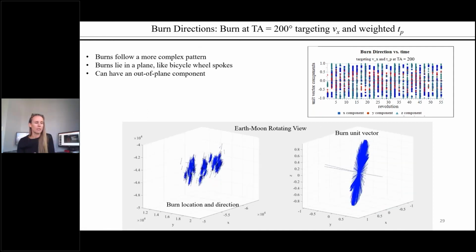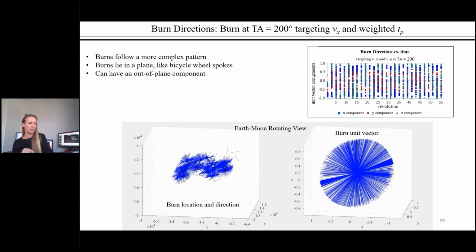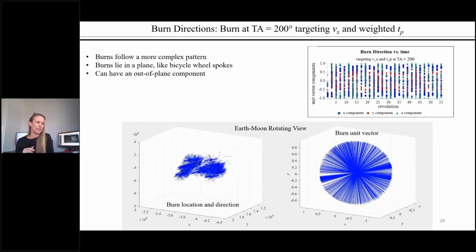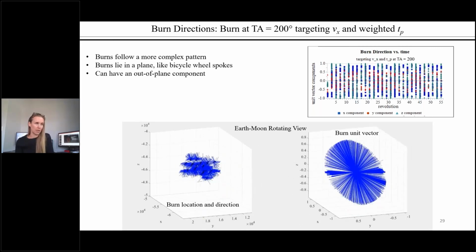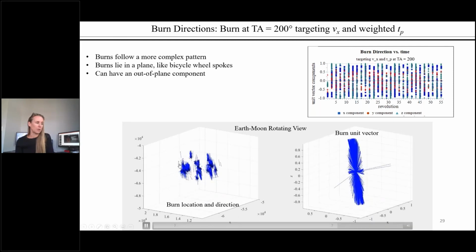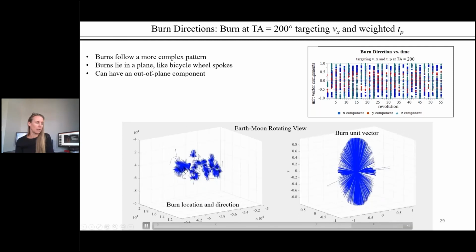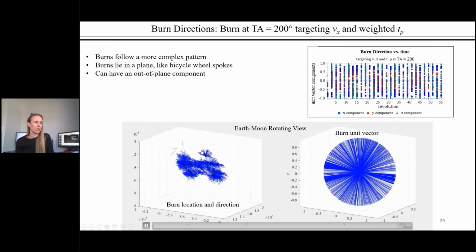We're still investigating as to why exactly those directions are selected. We're not 100% sure, but these are the directions that we see long-term when we're targeting both VX and parallel passage time. So this is where each burn direction is placed at its location in the Earth-Moon rotating coordinates. And then the unit vectors are here on the right.